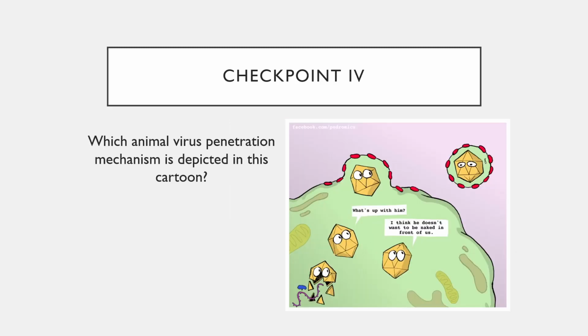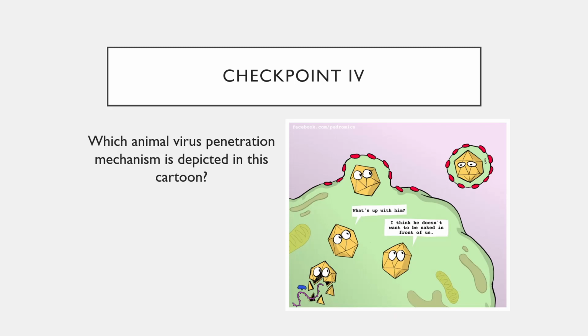So our next checkpoint is related to this cartoon that I found, which depicts one of the two forms of animal virus penetration. We can see that there is a virus here on the outside. We can see that other viruses are merging, and then later on they are breaking open and releasing the contents of their capsid. So which animal virus penetration mechanism do we see happening in this cartoon? Is it endocytosis or fusion?